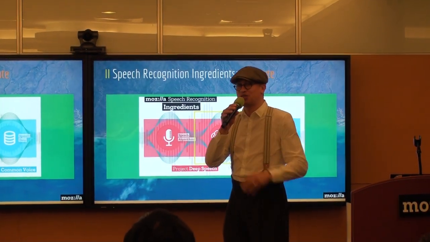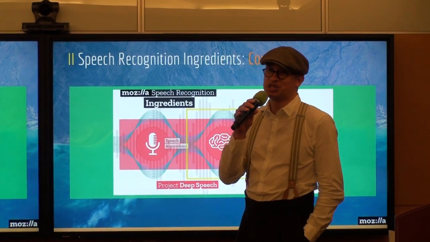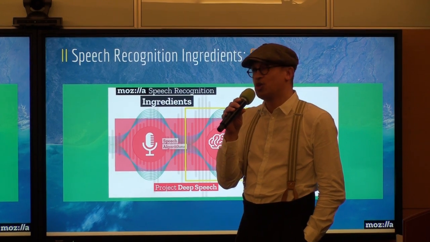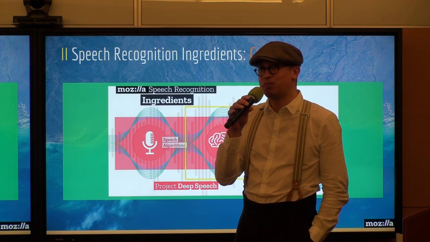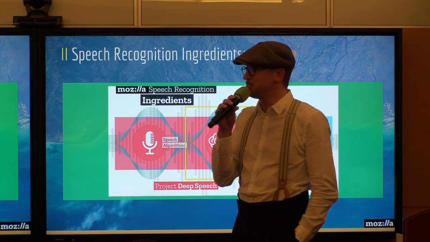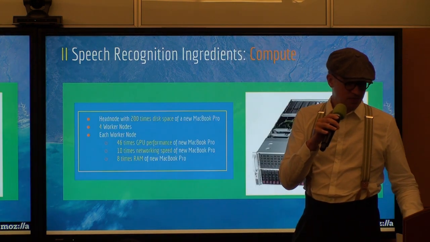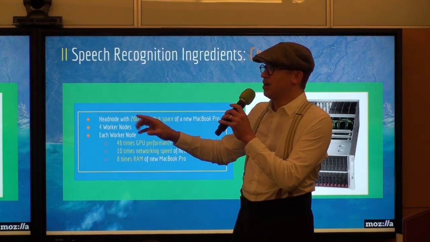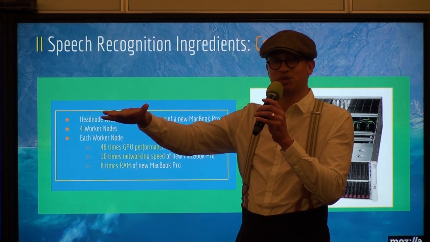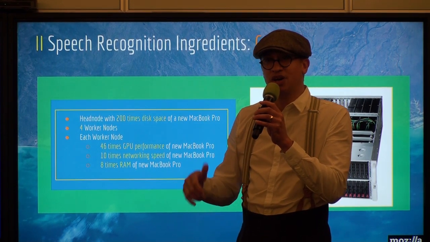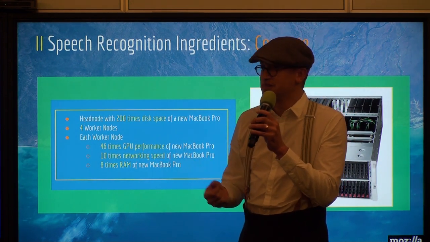Now I'll talk a little bit about the compute involved in actually training this. Naively, one might think that one could train a speech recognition engine on just a normal computer, a laptop, let's say. However, that's not the case. One needs a relatively powerful computer to actually train a speech recognition engine. I'll talk in particular about the setup we use to train our engine. What we have is five different computers. One of them is a head node. That has all our disk space where we store our training data. It has about 200 times the disk space of a MacBook Pro. It has 100 terabytes, actually.